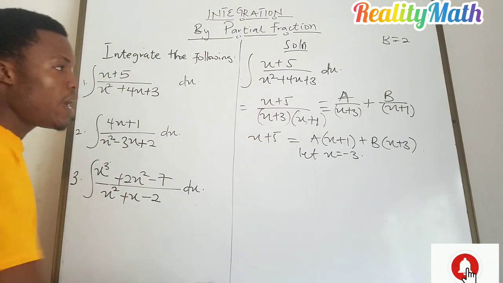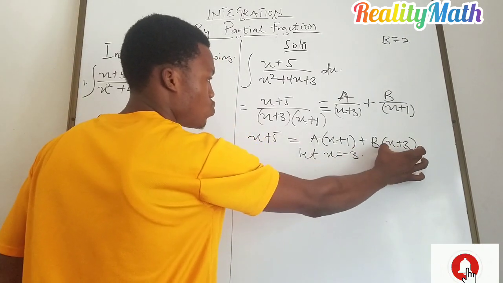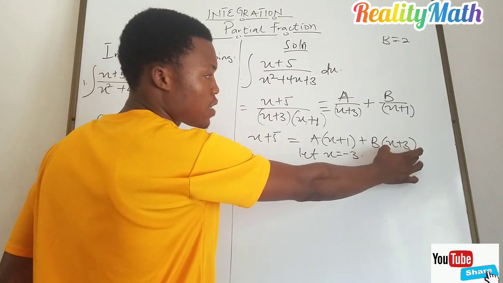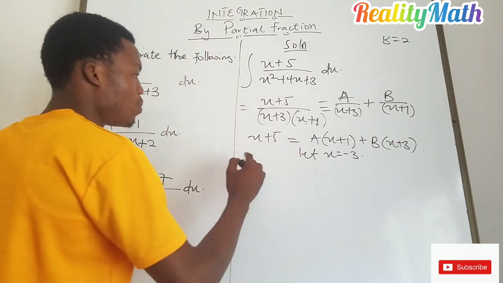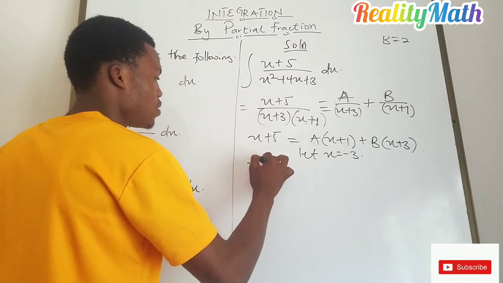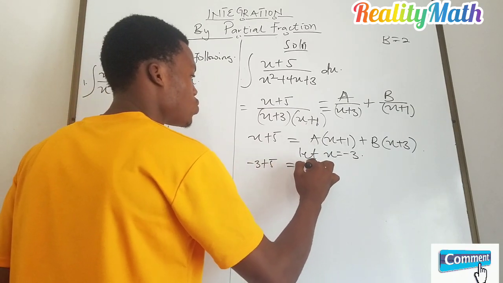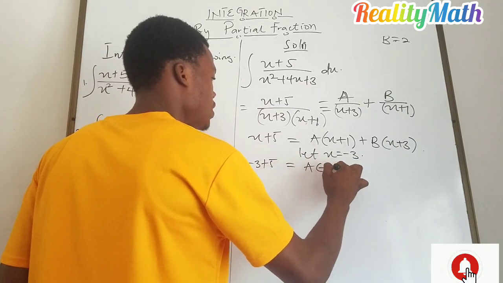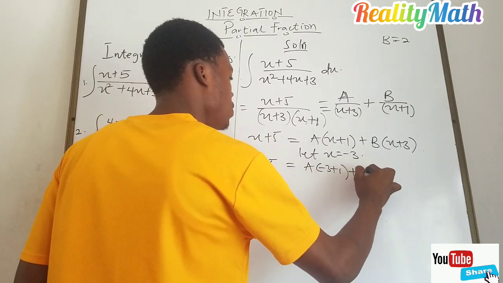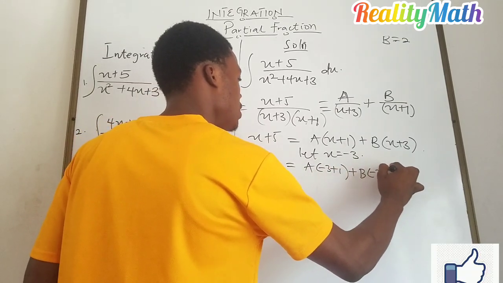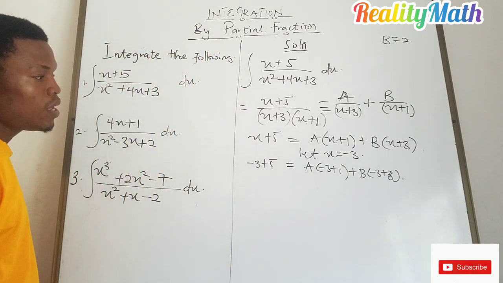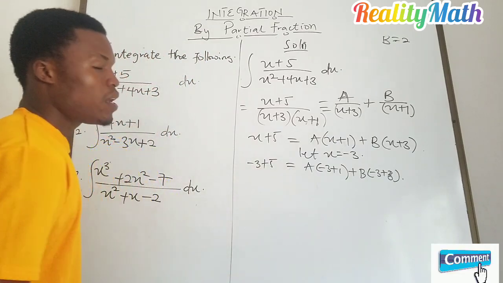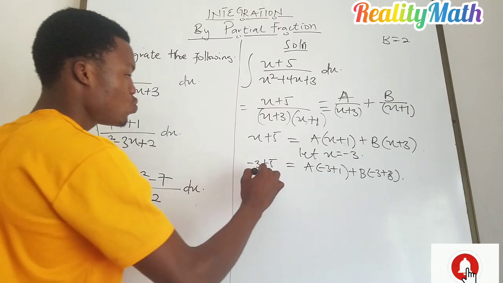So we know that when x is minus 3, this will be 0, right? Minus 3 plus 3 is 0. So the whole B term here will be 0. So my x is minus 3. So minus 3 plus 5 is equal to A into bracket minus 3 plus 1 plus B into bracket minus 3 plus 3. Now minus 3 plus 5 will give you 2.